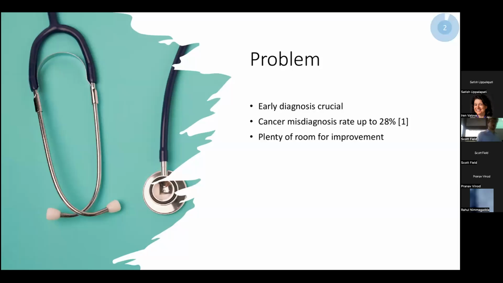So what is the problem we're trying to deal with? Well, we know that the earlier cancer gets caught, the more likely a patient is to beat it. So early diagnosis of cancer is crucial to a patient's survival, which is why the second bullet point is scary, that up to 28% of cancer cases are misdiagnosed. This number is difficult to estimate since there's a difficulty in reporting it, but it tells us that there's plenty of room for improvement in this field.